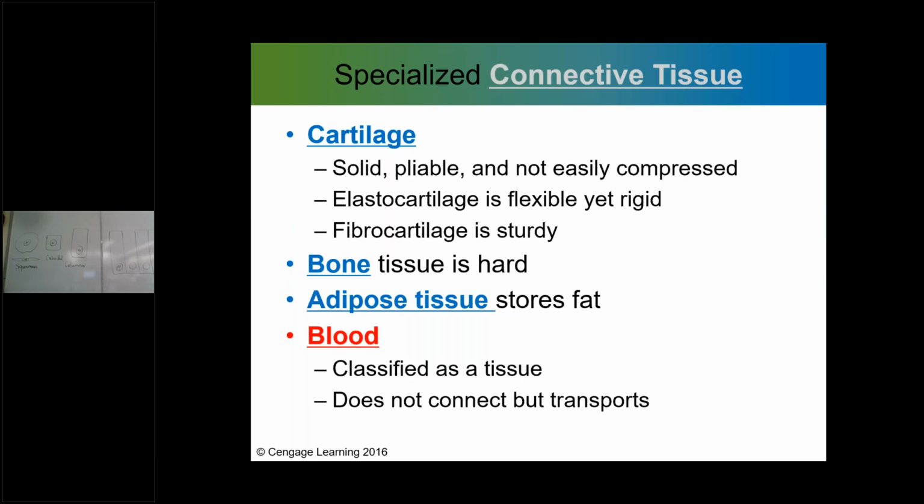So, different types of cartilage. See this cartilage right here that connects the ribs to the sternum? That's the same type of cartilage as your nose, hyaline cartilage. And the ears, that's an elastic cartilage. It's different types of cartilage.